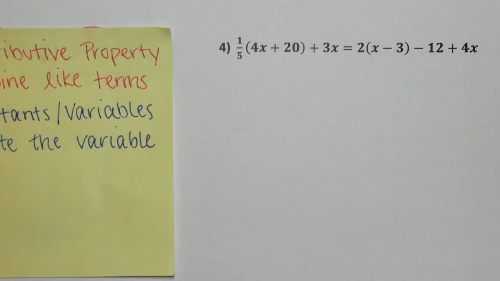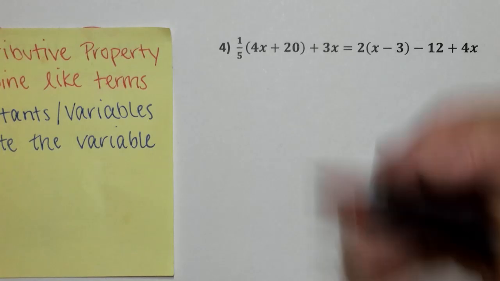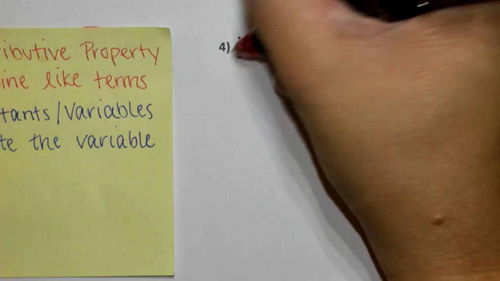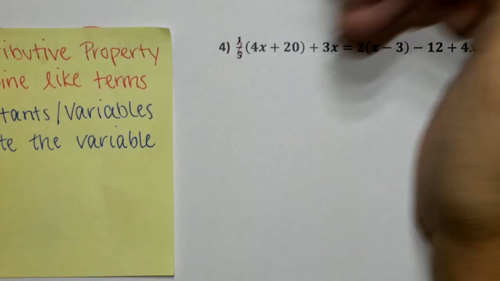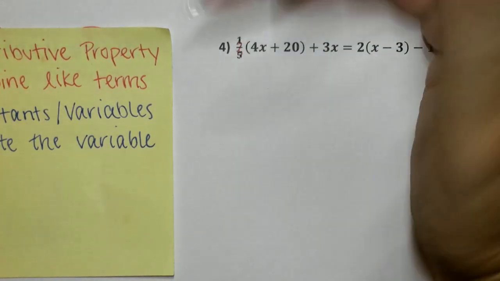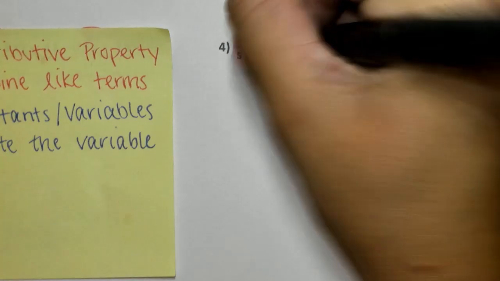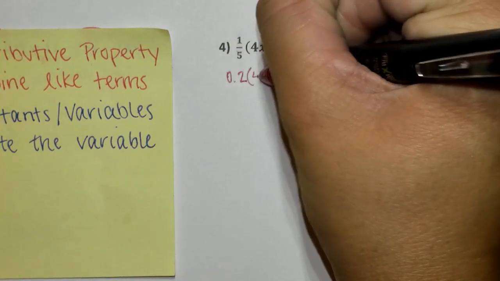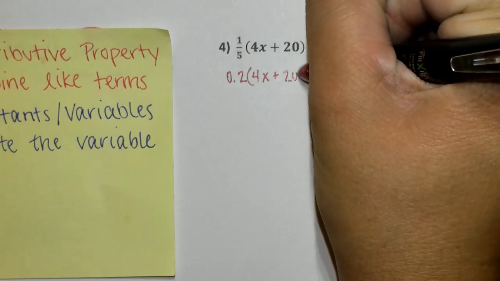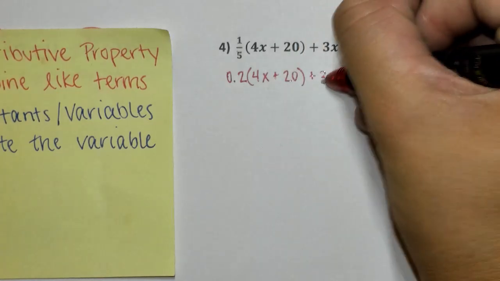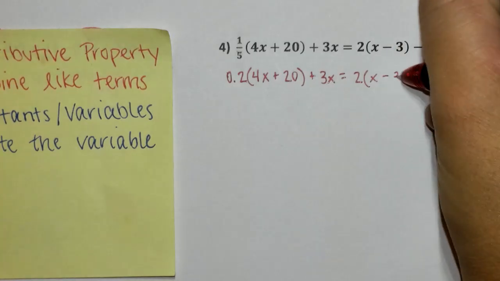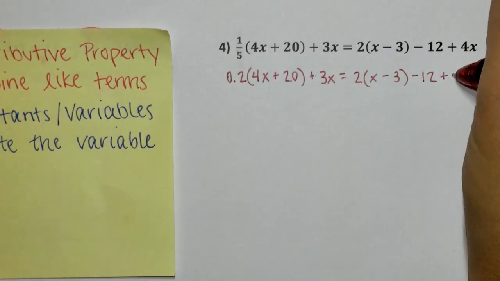So I'm going to use the distributive property first, but instead of using 1/5, I'm going to change that into a decimal. So I'm going to pretend, like right here, is a 0.2 instead of 1/5. So I'll go ahead and rewrite it, even though you don't have to. This would be 0.2 times 4x plus 20. It's a lot of rewriting just for one number, but this makes it less confusing. 2 times x minus 3 minus 12 plus 4x.